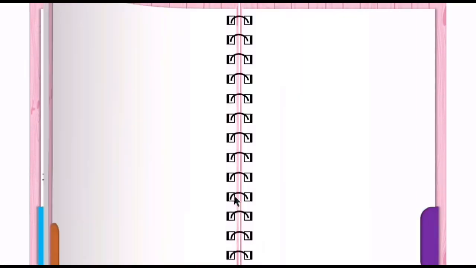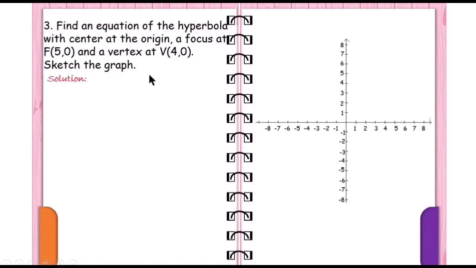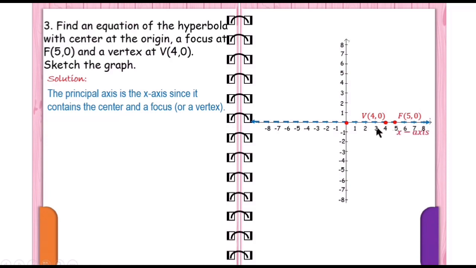Example number 3. Find an equation of the hyperbola with center at the origin, focus at (5, 0) and a vertex at (4, 0). Sketch the graph. First, let us plot the given points to determine the principal axis. The center is at the origin. One of the foci is at (5, 0), and one of the vertices has coordinates (4, 0). Since the vertex and the focus are on the x-axis, the principal axis or focal axis is the x-axis.